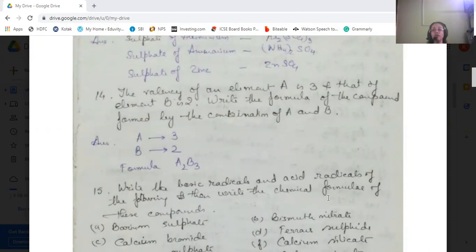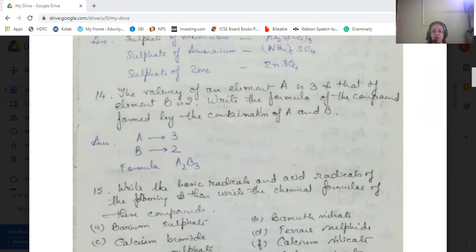So the valency of an element A is 3, and the element B is 2. So the formula will be, if we exchange the valencies, then it will come to A2B3. Okay, A's valency, that is 3, will go to B, and B's valency 2 will come to A. So A2B3.